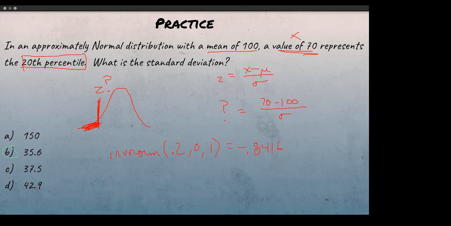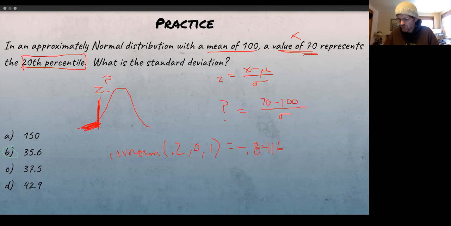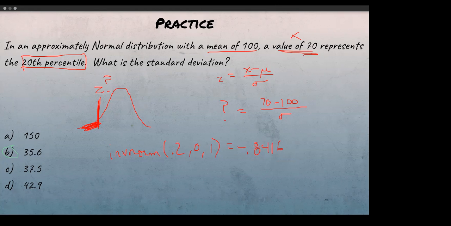What do you click on your calculator to pull that up? That is the distributions menu, just like normal CDF. So you hit second and variables, and you'll see it's the third option. Thanks. Wait, where'd you get the 0.2 from?